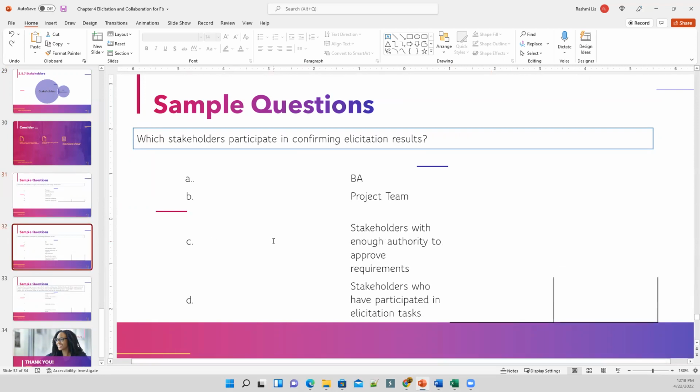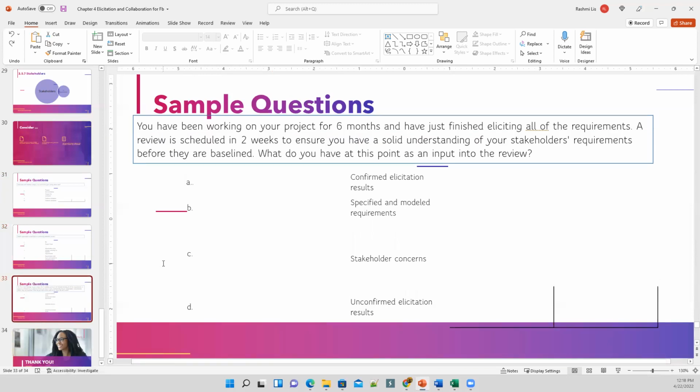The next one is: which stakeholders participate in confirming elicitation results? Is it A, the BA, B, the project team, C, stakeholders with enough authority to approve requirements, or D, stakeholders who have participated in elicitation tasks? So if you remember, we went back and looked at the stakeholders that are involved in confirming elicitation, and one of them was any stakeholder. So any stakeholder means stakeholders who have participated in elicitation tasks. So the right answer is D.